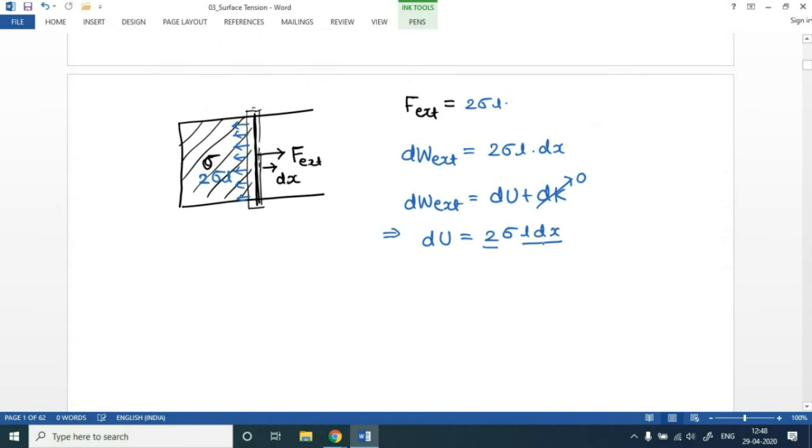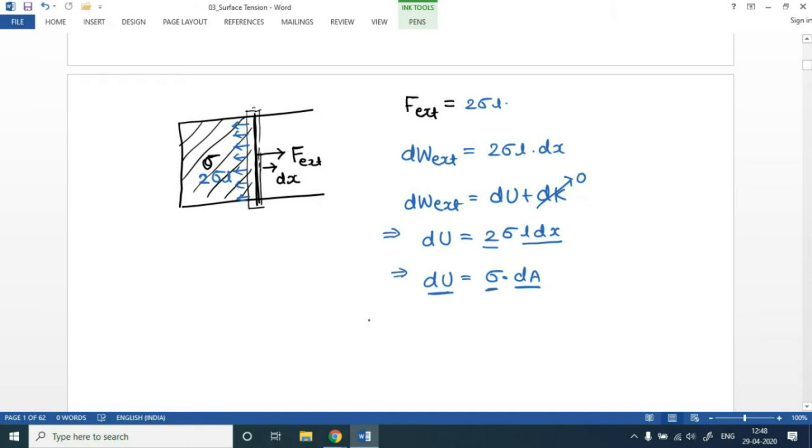So 2 times L dx would be the increase in total surface area, like for example both sides. So this can be rearranged to write dU is equal to sigma times dA. So the change in surface energy is equal to sigma times the change in area. That is a very, very important definition.